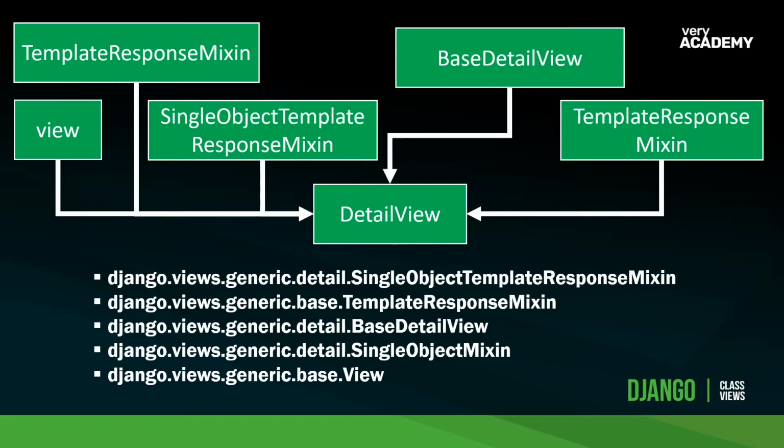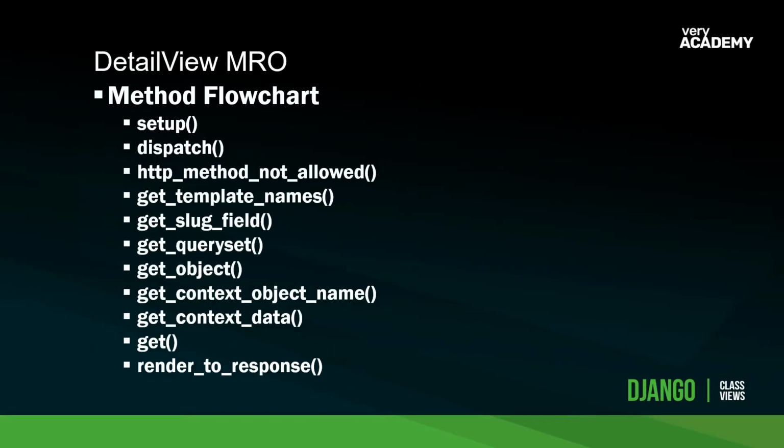In addition to that, let's have a look at the MRO for this. The method flowchart for this, you can see, is quite busy. This really just reflects the amount of inheritance that the detail view has. You can see that there are a lot more methods here in this flowchart.